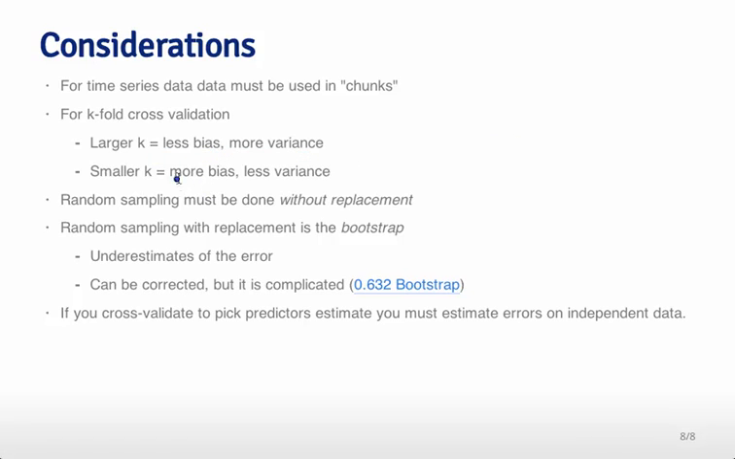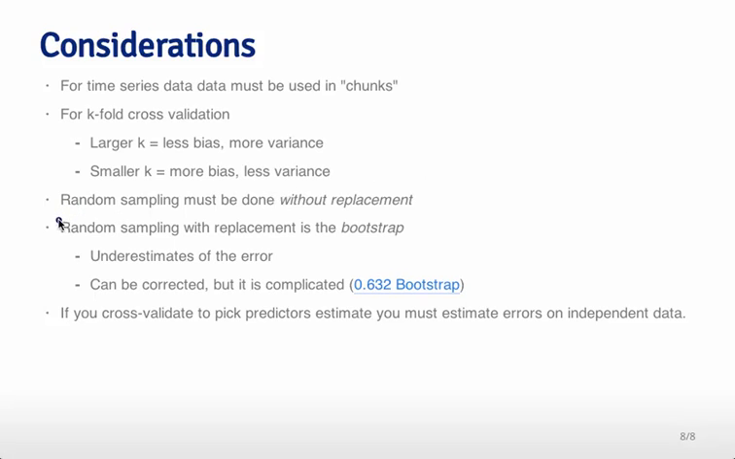For smaller k's, we won't necessarily get as good an estimate of the out-of-sample error rate, and that's because you're using most of your data to train your model. But there'll be less variance. In the extreme case, if you have, for example, only two-fold cross-validation, there are only a very small number of subsets that can make up a two-fold cross-validation, and so you get less variance.